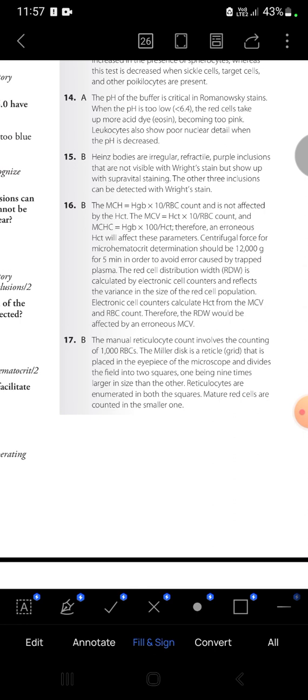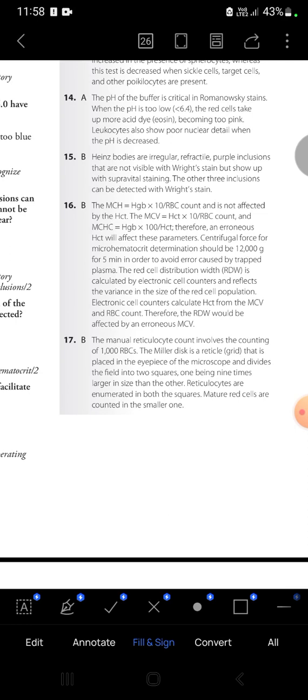The MCV is equal to HCT times 10 divided by RBC count, and the MCHC is found out by hemoglobin times 100 divided by the HCT. MCV is calculated by HCT times 10 divided by RBC, and MCHC is calculated by hemoglobin times 100 divided by the HCT. Therefore, an erroneous HCT will affect these parameters.